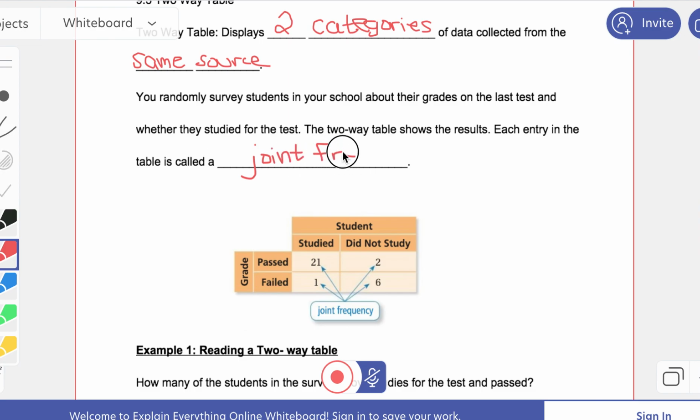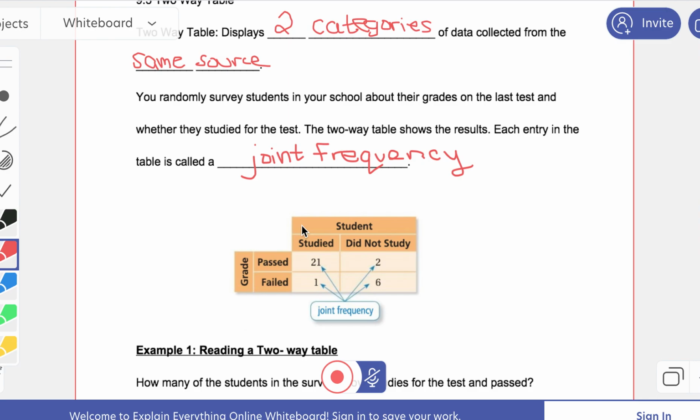If you think about what that even means, a joint frequency is joining together the frequency of people who studied and passed. That would be 21. So of the people who studied, 21 passed. People who did not study, only 2 of those people passed. So I can conclude that if you study, you have a greater chance of passing. People who studied and failed was only 1. People who did not study and failed was 6.